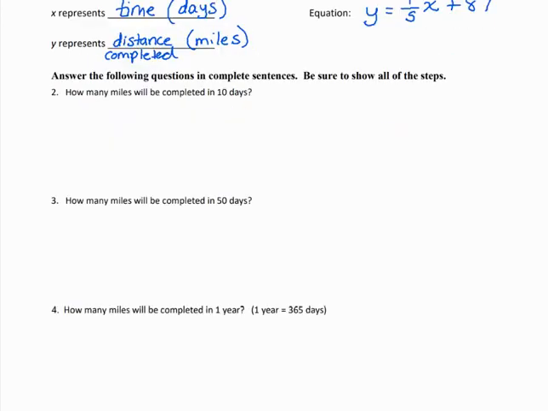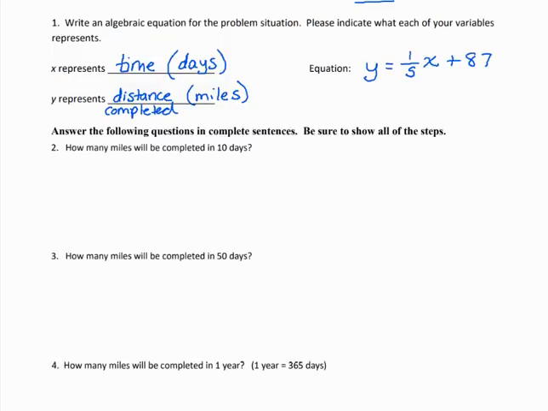What I want us to do is finish this first page of figuring out how many miles will be completed in number 2, 10 days, 3, 50 days. So let's set up number 2 together. We have Y equals 1/5. And again, it's 10 days, and 10 is our X value. So times 10 plus 87.